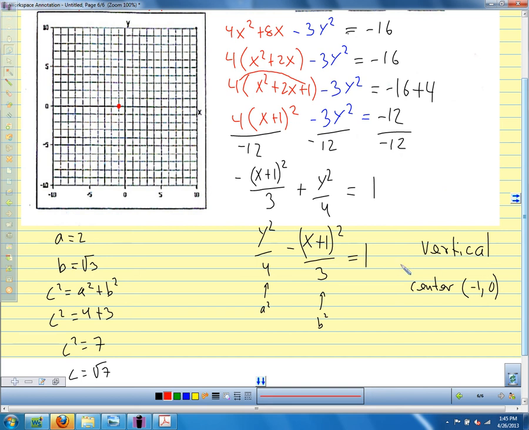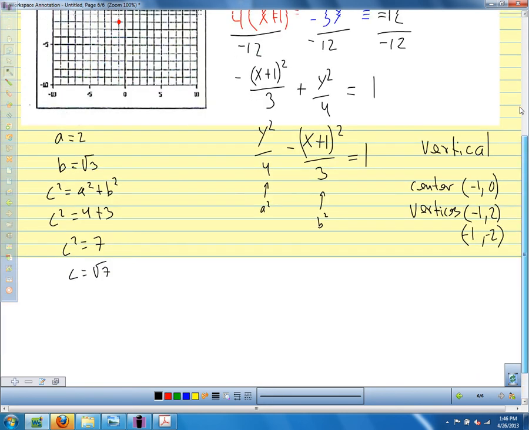So A tells us how far to move up and down to get to the vertices. So I'm going to move up and down by 2 units from the center to get to my vertices. I go here, and here. So the vertices are -1, 2, and -1, -2. Moving up and down by 2 units.